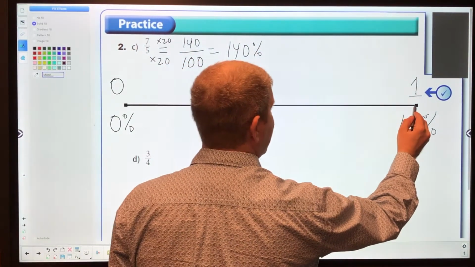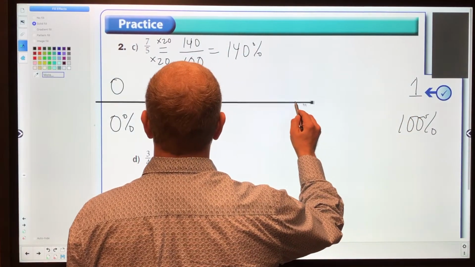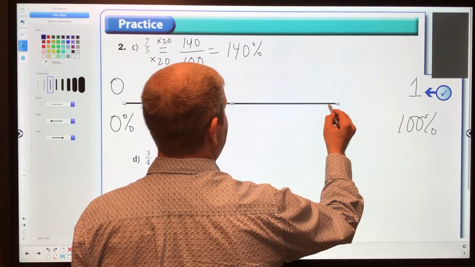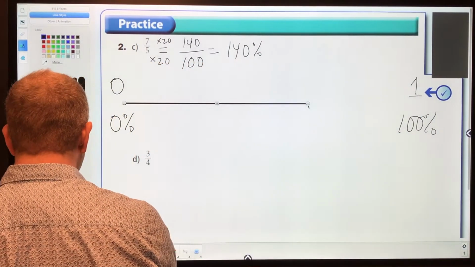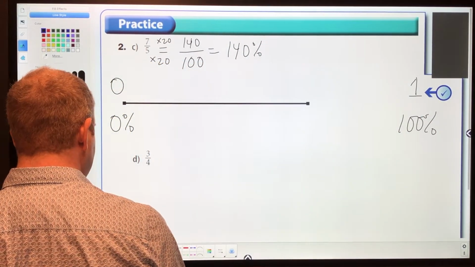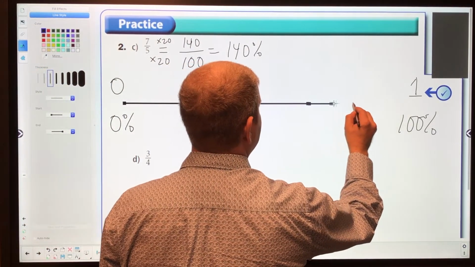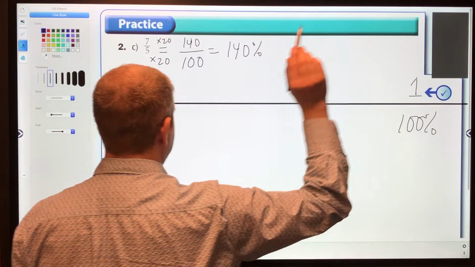So we're gonna have to actually make this number line smaller here. Whoops, that's not what I meant to do. Tap it, I should be able to truncate it. That means make it smaller. And I'm going to add another number line here. Continuing from that one, and it's gonna keep going.